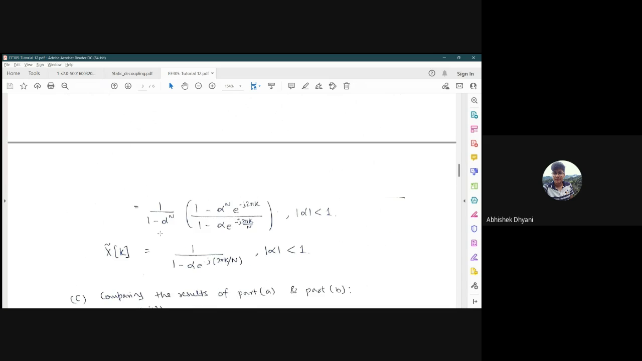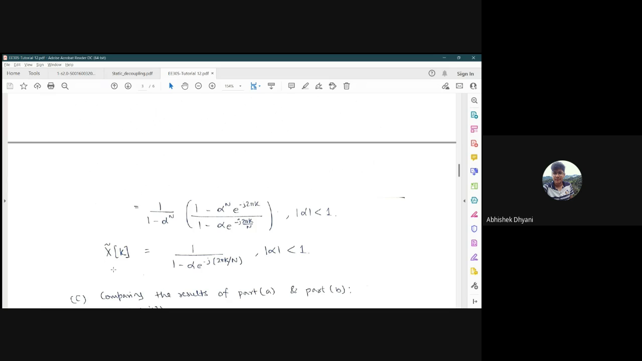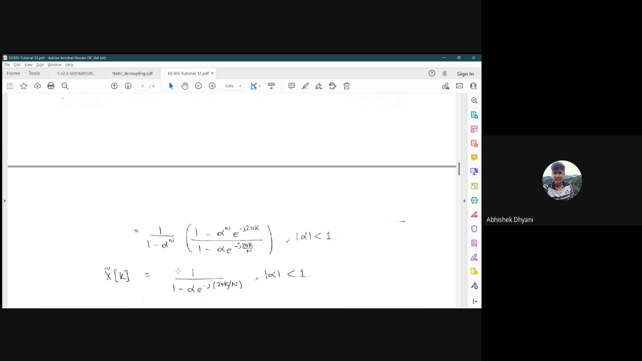Then we can say that x tilde k can be written as, so if you see that the denominator and the numerator are actually the same, because e raised to the power minus j2 pi k will be equal to 1. So I can cancel the numerator and denominator. I'll be left with only this part in the denominator, and that's what this is, x tilde k. Right. So this was the second part where we calculated the discrete Fourier series coefficient.